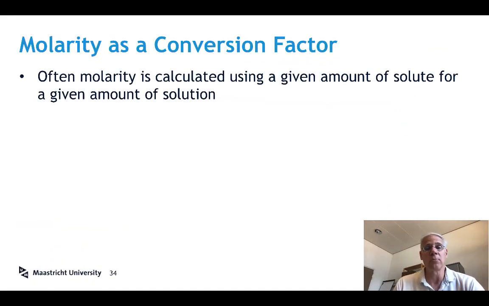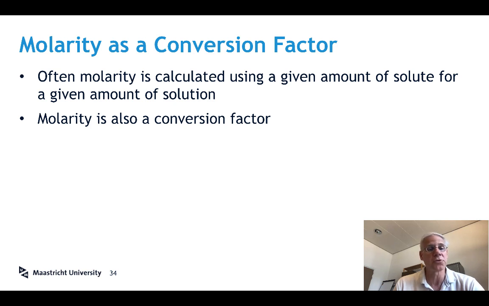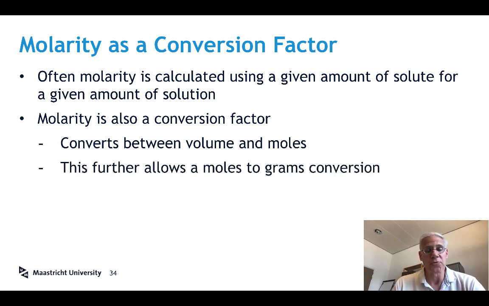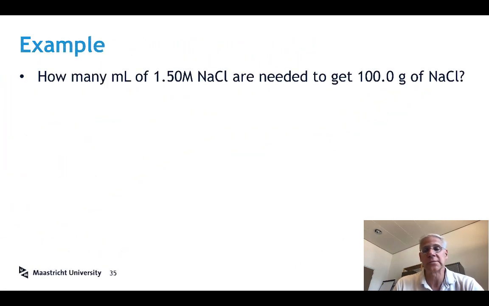So we mentioned that molarity can be used as a conversion factor. We can use it to find how much solute we need for a particular concentration. We can figure out how much is in a particular volume of a known molarity solution. Okay, so we've mentioned it can be used to convert between volume and moles. Once we find volume and moles, we can then move that to a moles to grams conversion. Let's take a look at an example here. So how many milliliters of a 1.5 molar sodium chloride solution are needed to get 100 grams of sodium chloride?